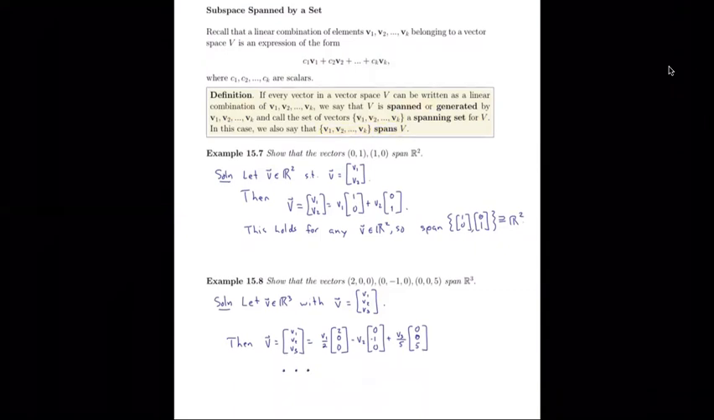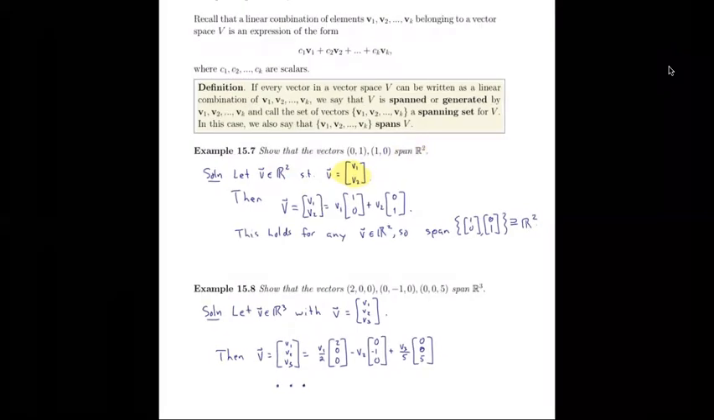Now, on the first example, show that (0, 1) and (1, 0), these you'll recall are E1 and E2, the two standard basis vectors of R2, span R2. So the way to do that is we let V be any vector in R2. Well, if that's the case, V has a representation of this form. It's equal to some tuple with V1 and V2 as entries.